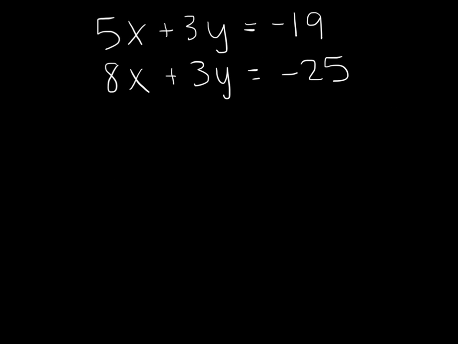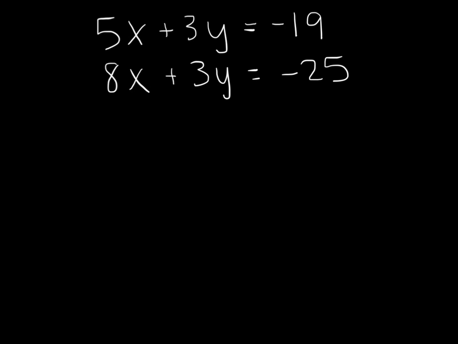Let's take a look at an example. We have 5x plus 3y equal to negative 19, and 8x plus 3y equals negative 25. So this is a system of equations, and we need to find the solution. And the solution to a system of equations is a coordinate point. It's the point where the two lines intersect.